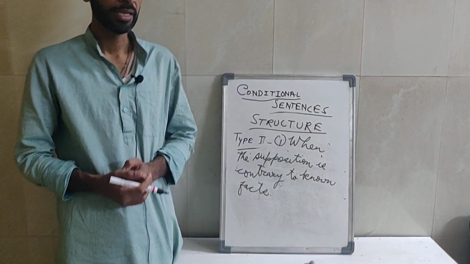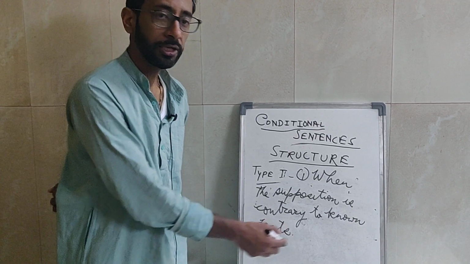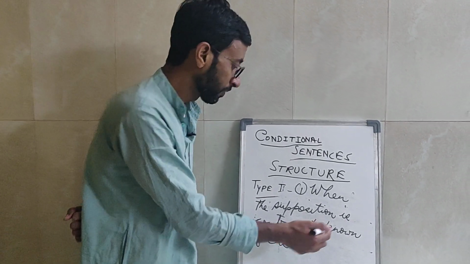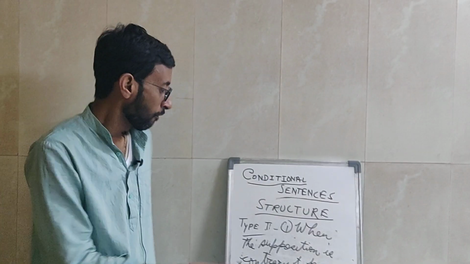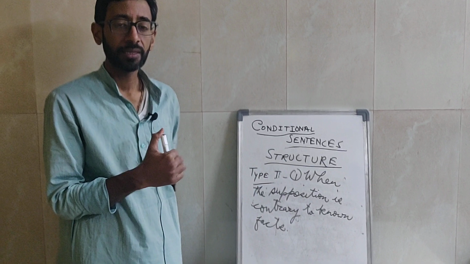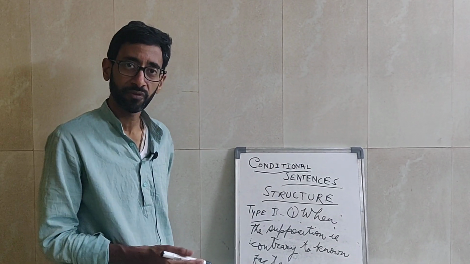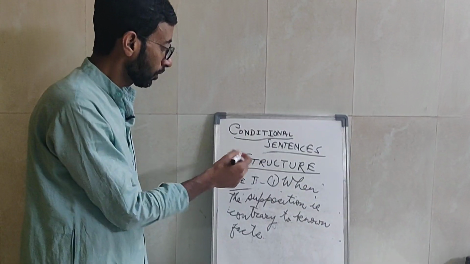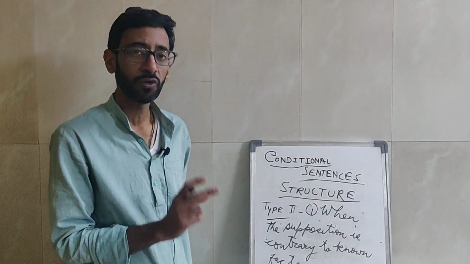Suppose I say that if our classes were continuing, we would complete our syllabus by now. So I am talking about those conditions which are not true. Why? I am supposing that the classes will go on regularly, which is not happening at this point of time. So whatever I am thinking is contrary to known facts.